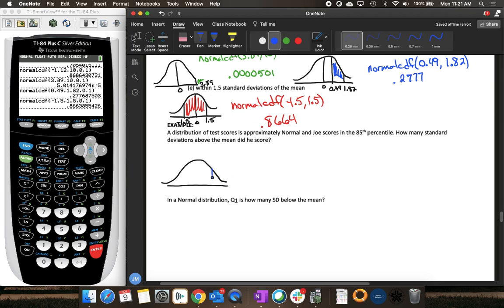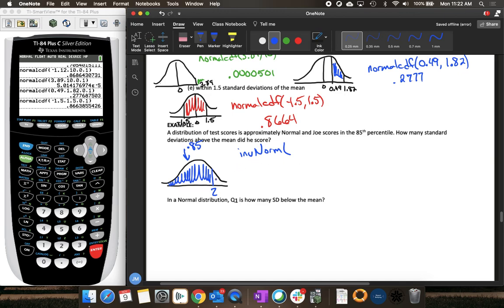So what that means is that he did better than 85% of the other people that took the test. So we know the area under the curve up until where Joe scored is 85%. And we want to know what the z-score is, or the number of standard deviations above the mean. And so when that's the case, what we're going to use instead of normal CDF, because normal CDF would have given us the 85%, is inverse norm.